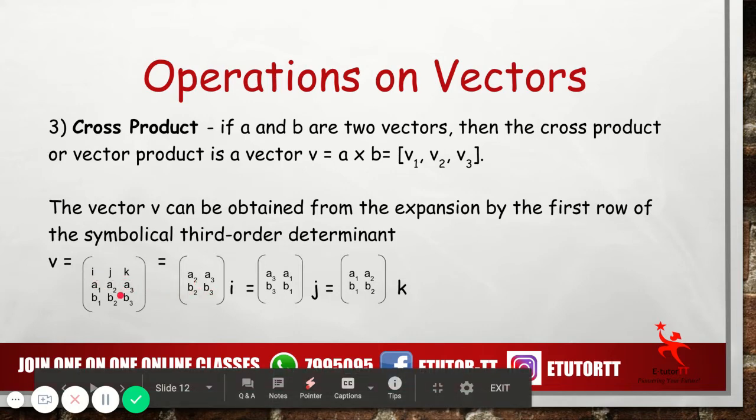which is equal to A3, A1, B3, B1, and that's times J, and that's equal to A1, A2, B1, B2, and that is times K.